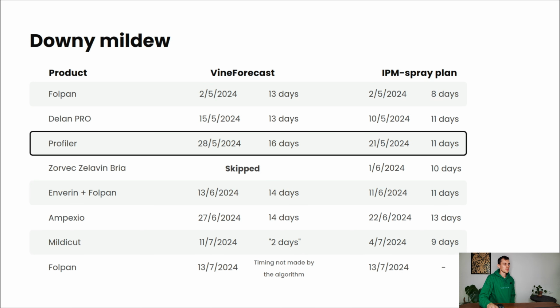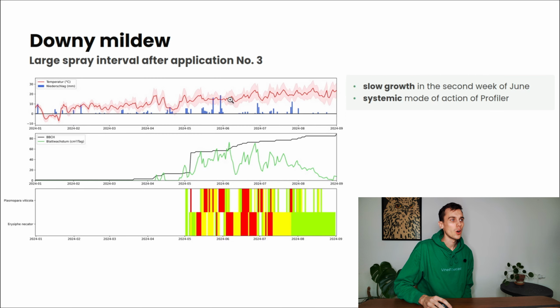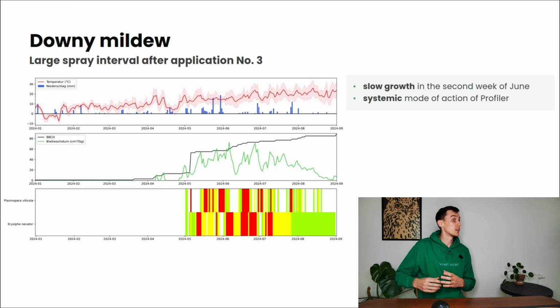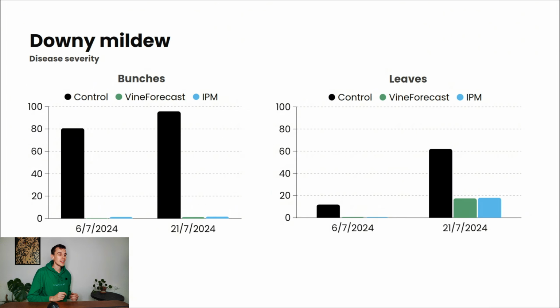And why is this? In the second week of June, we had relatively low temperatures, and these low temperatures really led to very low new growth. Because we had so little new growth, we could wait longer until we needed to apply the next fungicide. And Profiler is also a systemic fungicide, so it can better protect the new growth in comparison to a contact fungicide. And now let's finally have a look at the results.